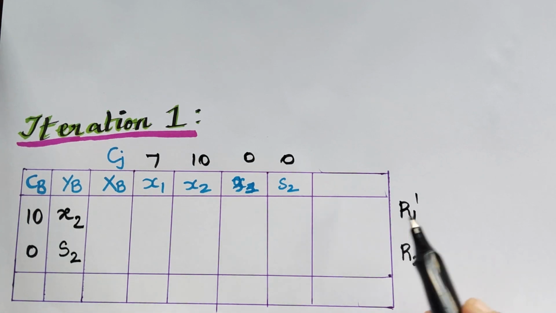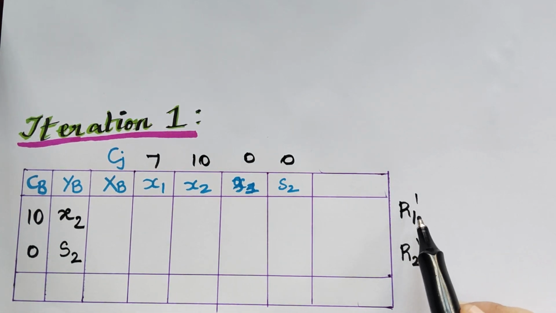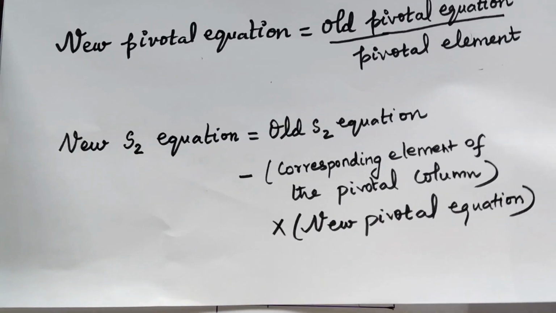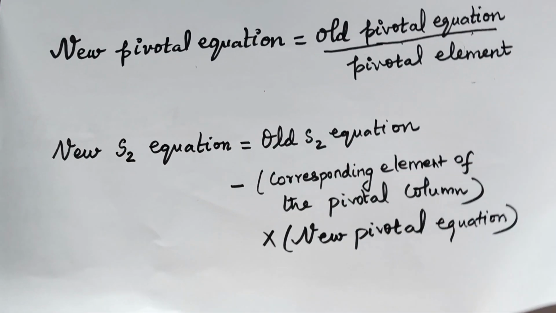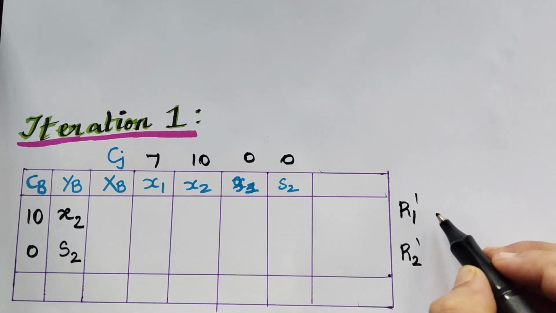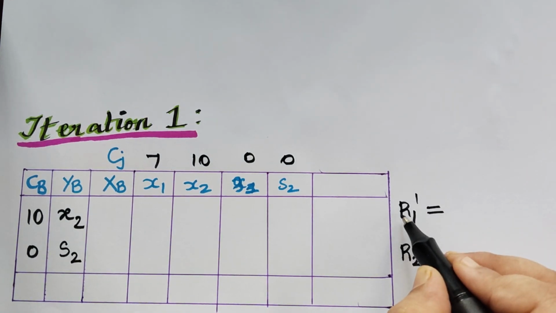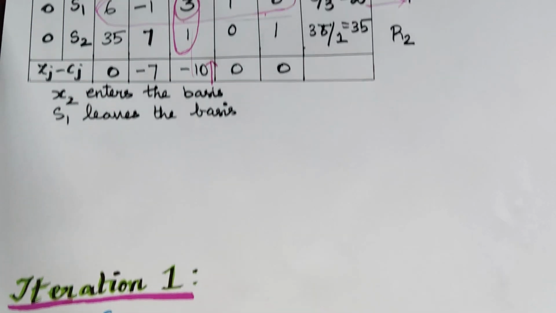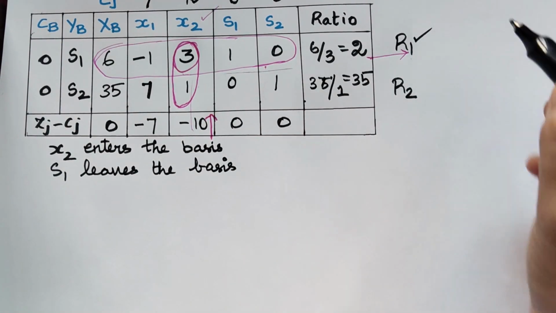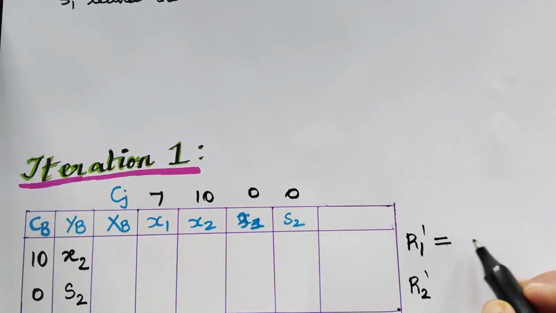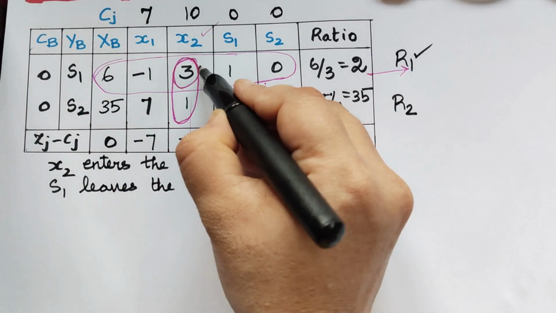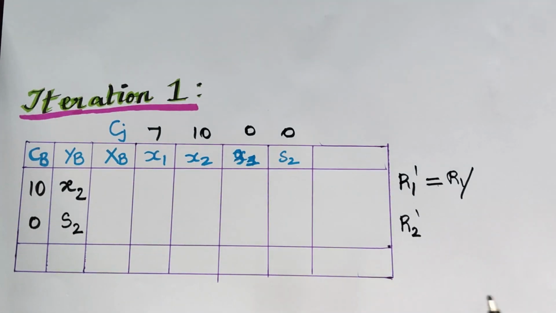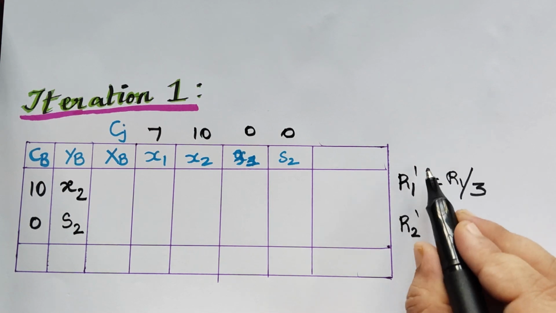Now here the new pivotal equation will be R1 dash, and we saw from the formula that the new pivotal equation is equal to old pivotal equation divided by the pivotal element. What is the old pivotal equation? So new pivotal equation R1 dash is equal to the old pivotal equation R1 divided by, what is the pivotal element over here? 3. So divided by 3. So this is how we have to form R1 dash.